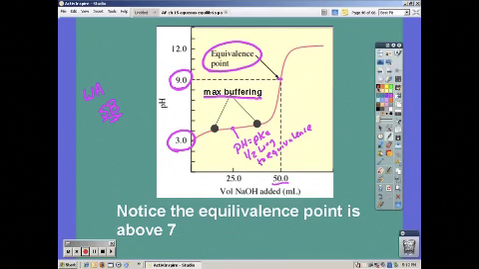Other important things to label: at the very beginning of the graph, you only have the weak acid present because we haven't added anything else. From the equivalence point on, the only thing that's affecting our pH is our strong base. You should also know that at the equivalence point, you only have the conjugate of what you started with, which in this case is a weak base.